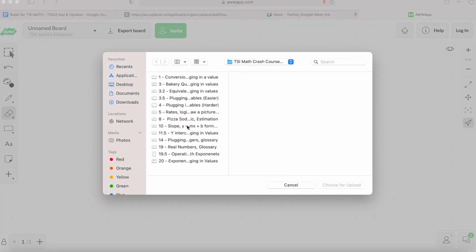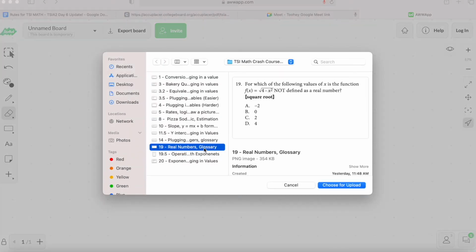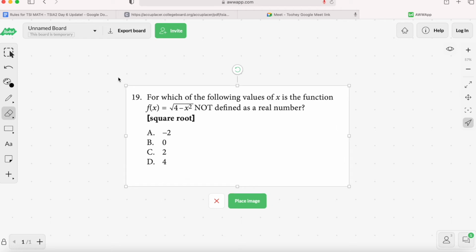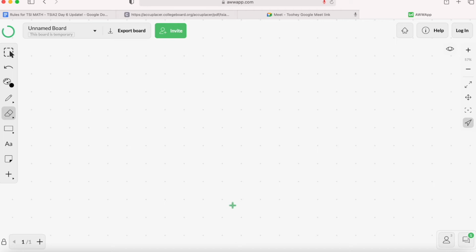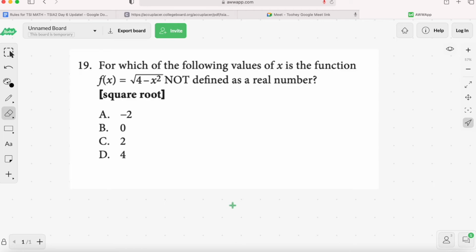And I think this other question here requires us to have a handle on some of these terms in the glossary. Question number 19. Go and read question 19 for us, please. For which of the following values of x is the function f of x equals the square root of 4 minus x squared not defined as a real number? Ooh, there's a lot going on here.